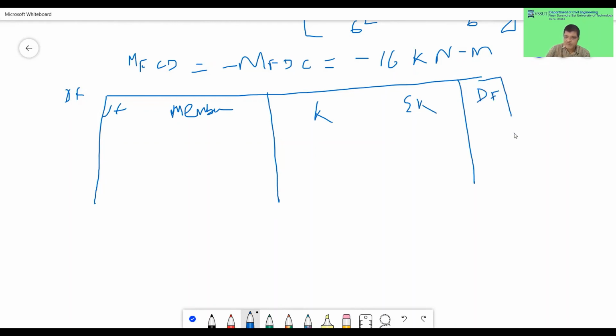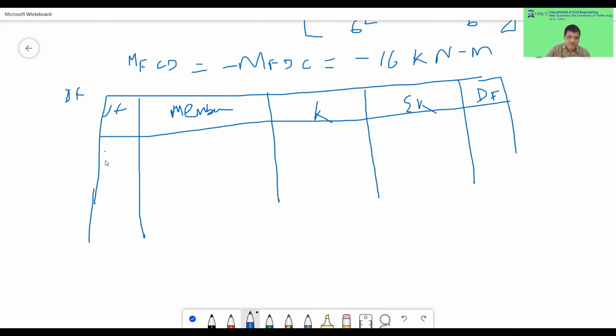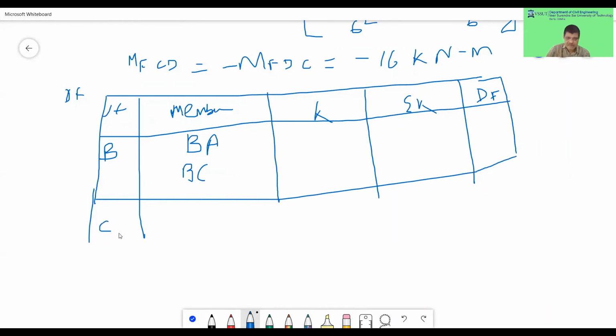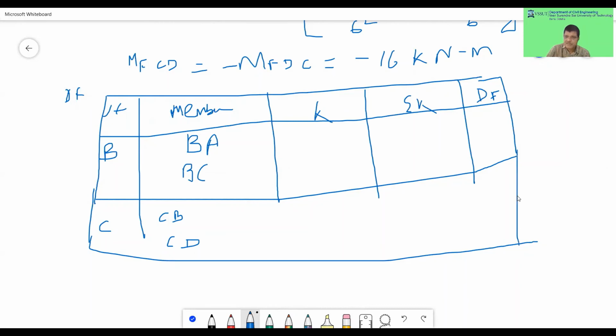Like all the problems you will do here, and here it is very straightforward because all the joints at the far ends are fixed. There are only two joints. BA and BC are the members at B, and the members at C are CB and CD. So we can put the values here. Now all will be 4EI by L. So 4EI by 4 will be equal to EI.